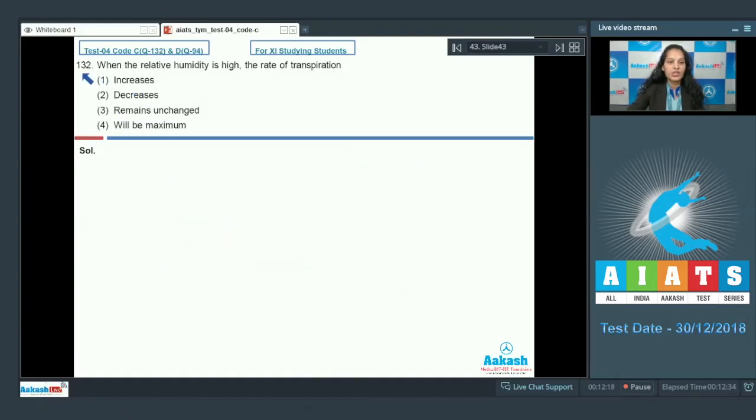Question number 132. When the relative humidity is high, the rate of transpiration: first option, increases; second, decreases; third, remains unchanged; fourth, will be maximum. When the relative humidity is high, meaning the humidity is high in the atmosphere, definitely the plant will lose less water. So the rate of transpiration decreases. So the correct option for the given question is option number 2. Let's move on to the next question.